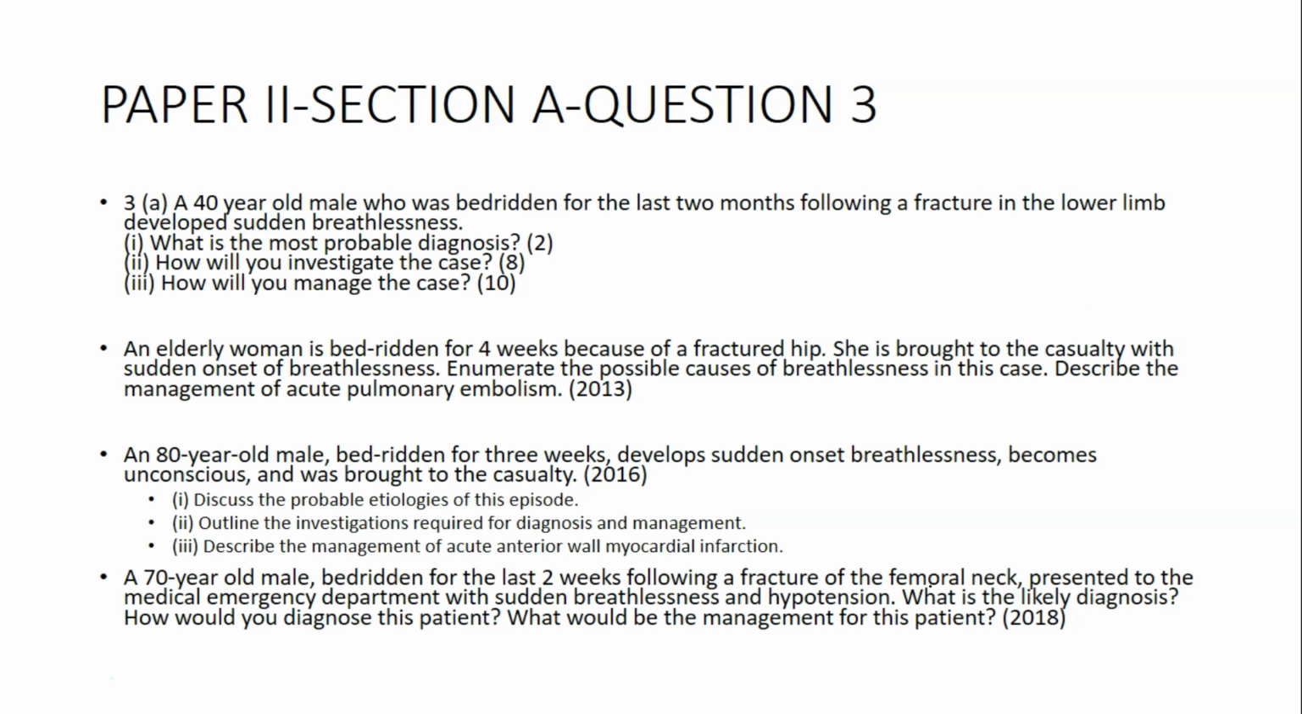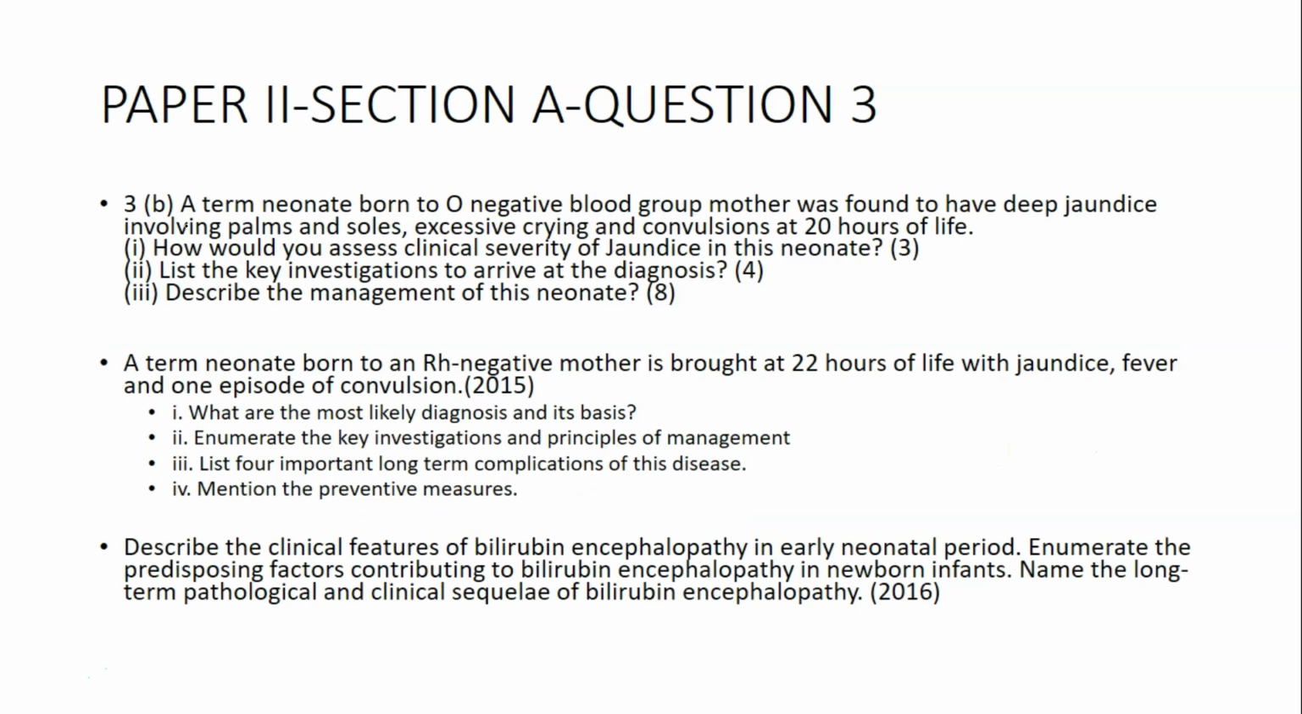All these are indirect risk factors for development of pulmonary embolism, which is a very important, predictable topic. Now, question number 3B: a term neonate, O negative blood group mother, deep jaundice. So neonatal jaundice. Palms and soles are involved, excessive crying is there, convulsions are noted at 20 hours of life. Convulsions means kernicterus. In the syllabus, they clearly gave you kernicterus.